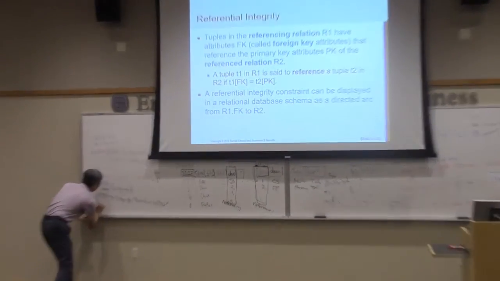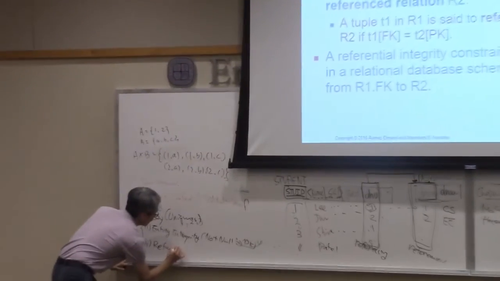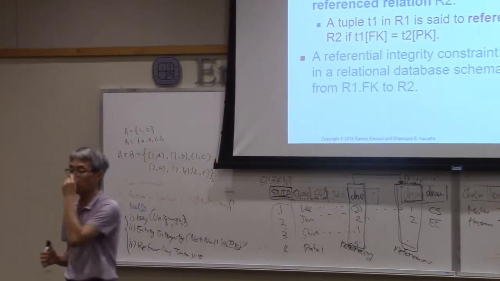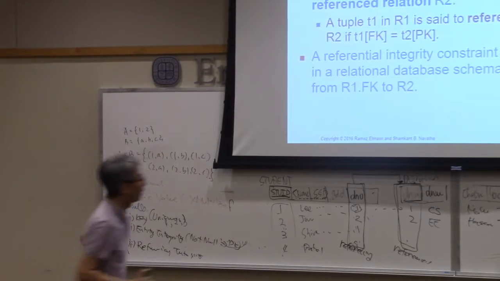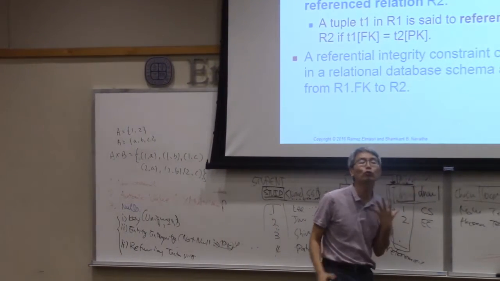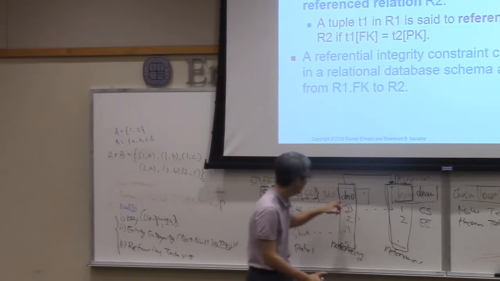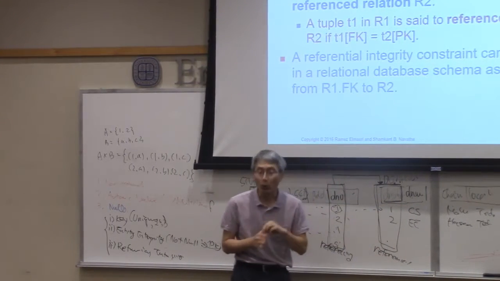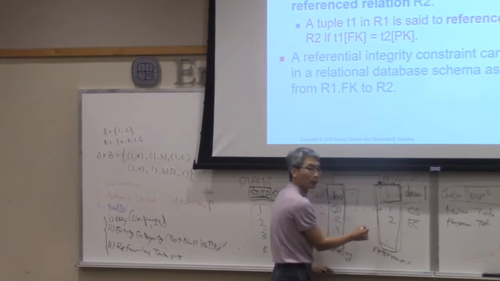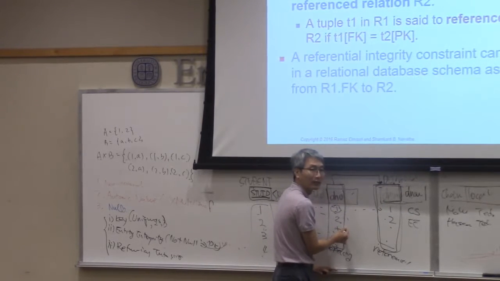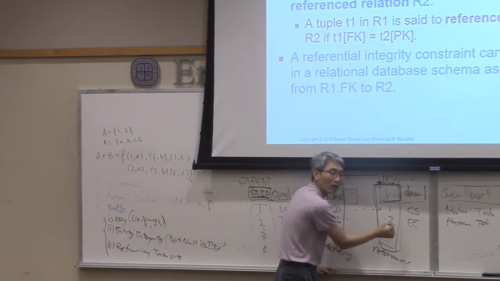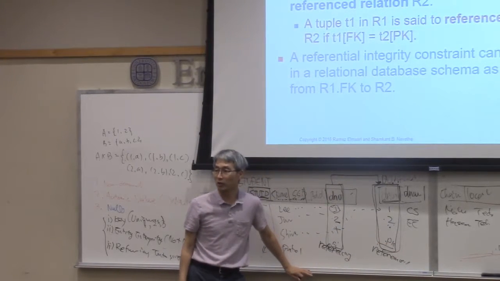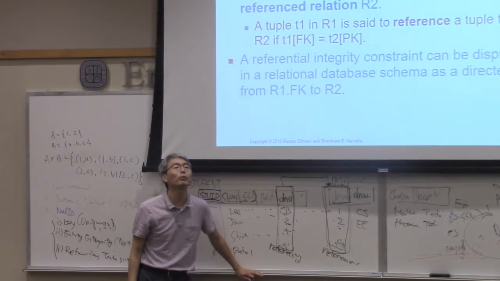The third one is referential integrity constraint. Using this referential integrity constraint, we can actually connect the two entities, two tables. So this one is called referencing, and this one is referenced. Always, the referenced one, you should be able to find, right? Where's the 2? Where's the 1? Where's the 3? Like that. So this one should be primary. Okay? The referenced one should be primary.